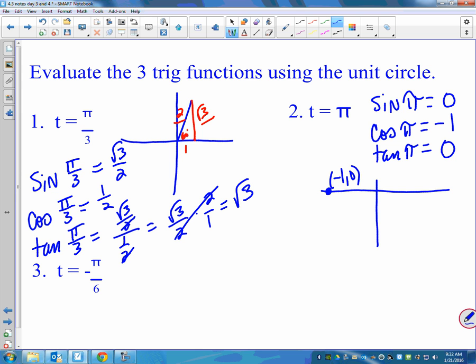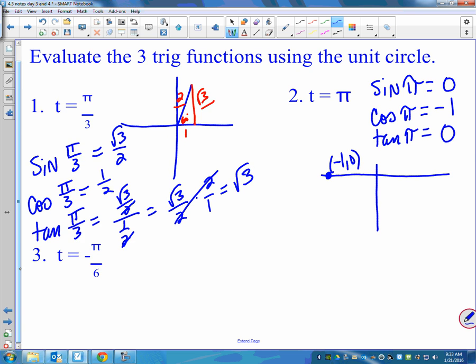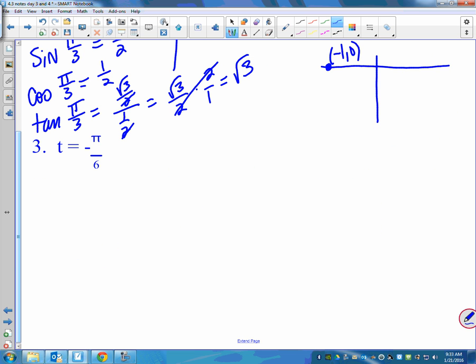Think about some of the other ones. If we did all 6 here, cosecant would be undefined, because now 0 would be on the bottom. Cotangent would be undefined, because 0 is on the bottom. But if we're just doing these. Okay, so pi-thirds and pi, those are on my unit circle that we filled out. Well, what about number 3? -pi/6 is not on my unit circle. So how do I do it?